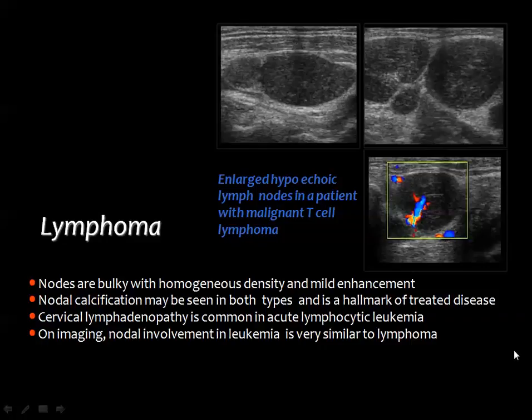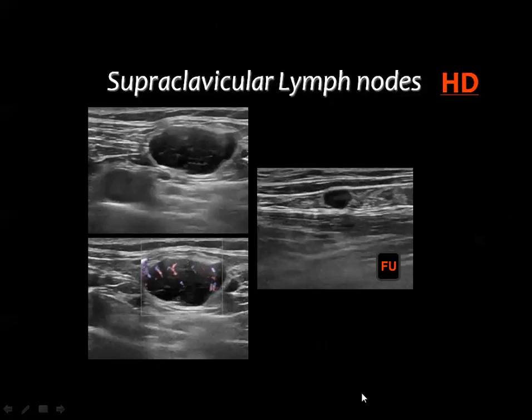The presence of calcium in the lymphoma nodes is debated. Some literature says that calcium is present in the nodes, especially after treatment, and others say no, you can see calcium before treatment and you can see calcium after treatment. Let's say that the lymphoma nodes are bulky, they are of homogeneous echo texture like this, and they contain some vascularity.